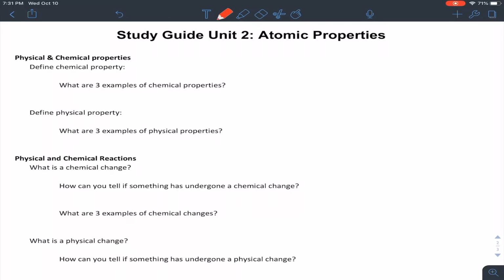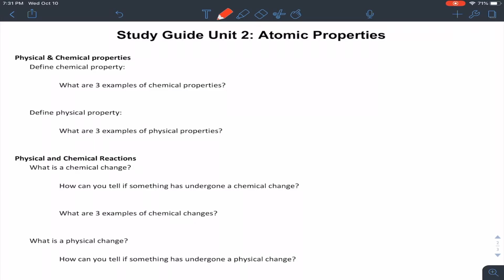Now this is very similar to the last one, just remember that I'm not writing out every single answer for you, but I am discussing all the answers. So if you're listening and you're taking in what I say and you're adding it to what you've already done on your study guide, you are going to have an awesome study guide.